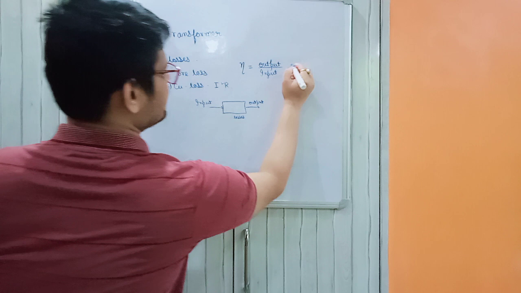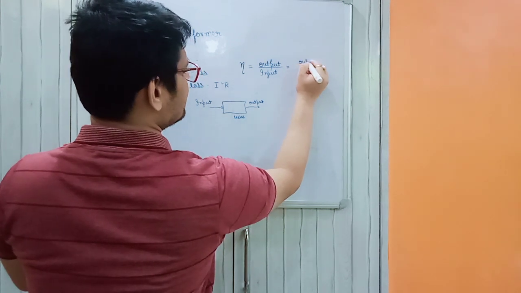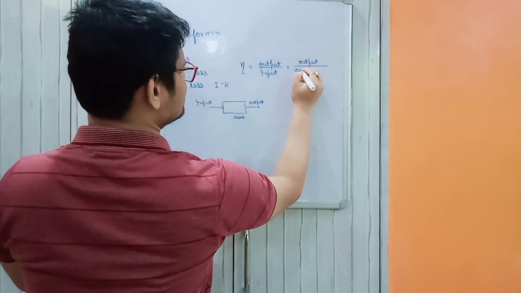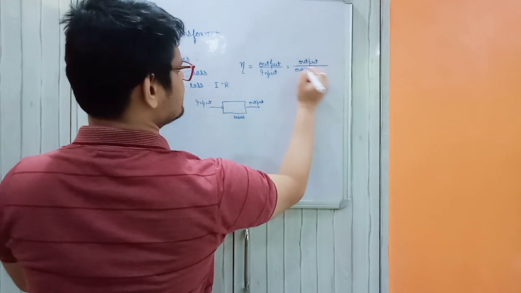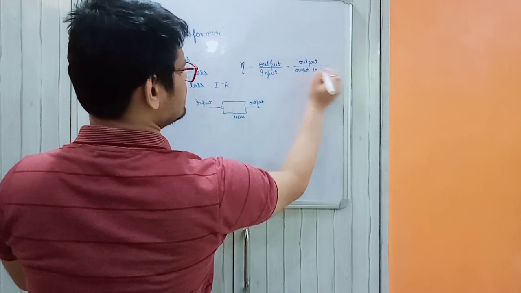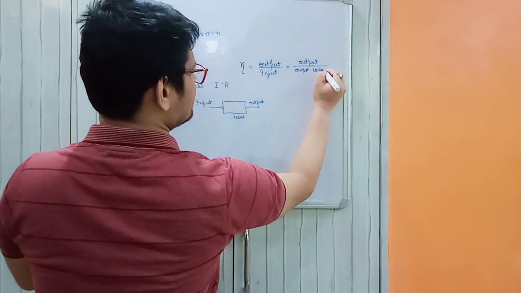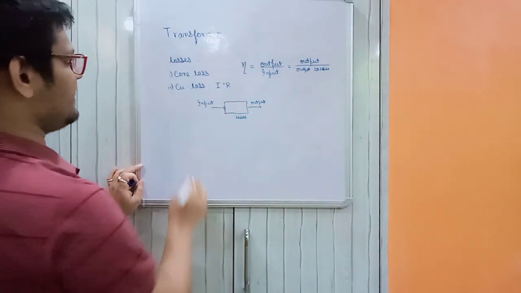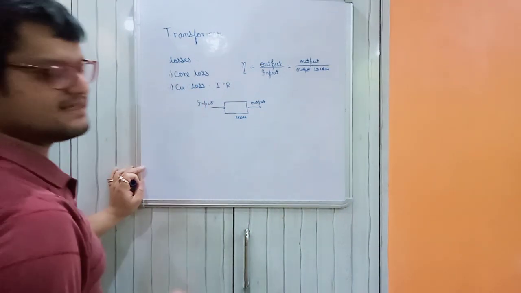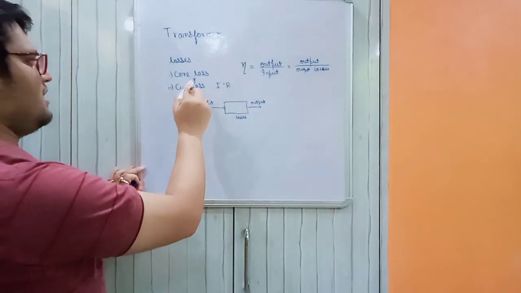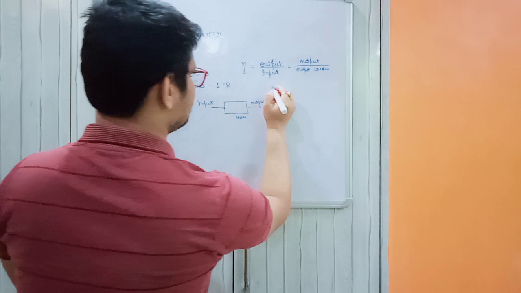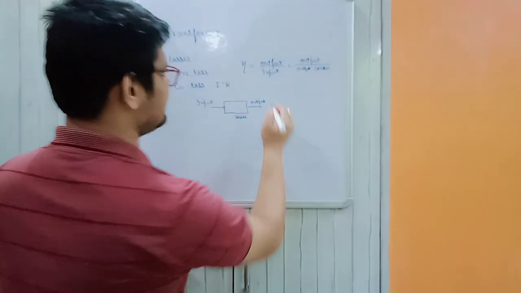So we can write input is equal to output plus losses. What are the types of losses we can consider? Core loss and copper loss. Copper loss is I square R loss. So now we can tell what is the output of an electrical machine.